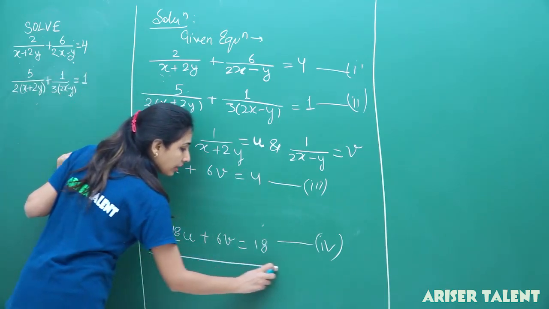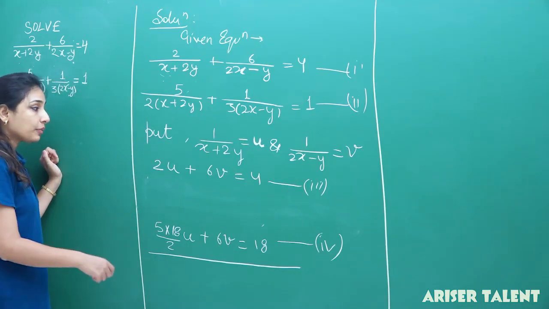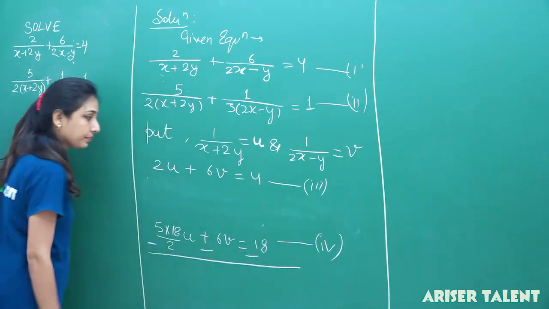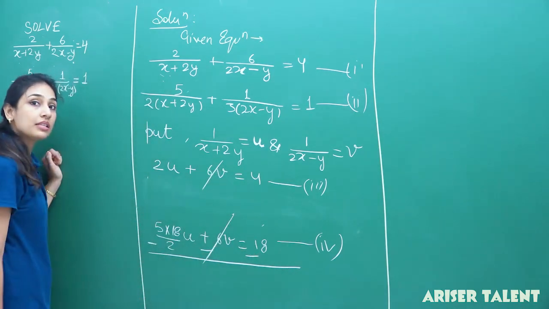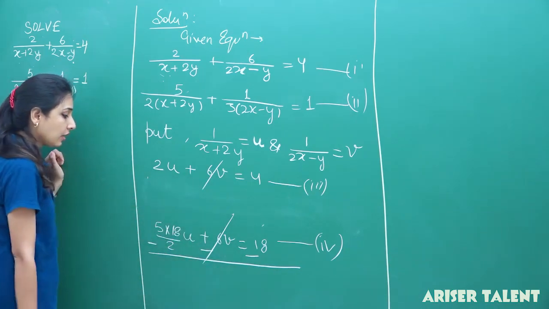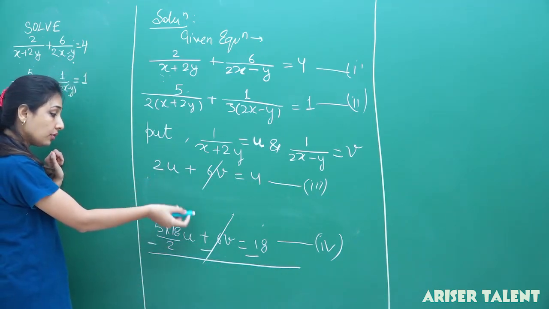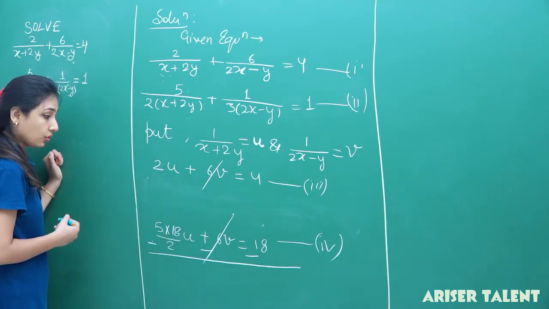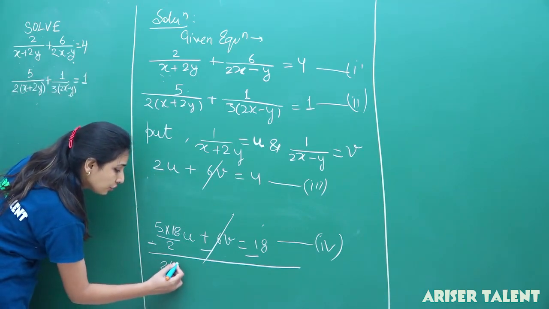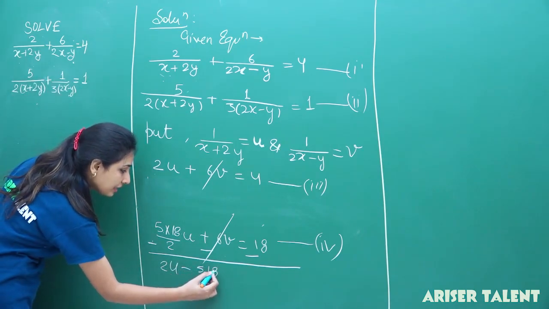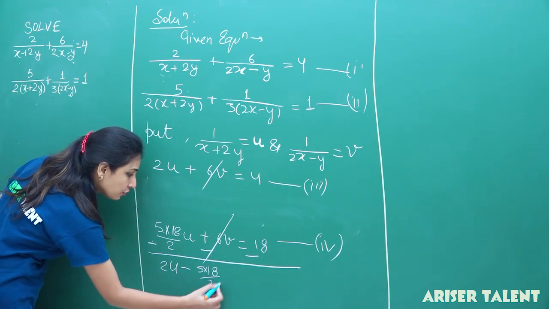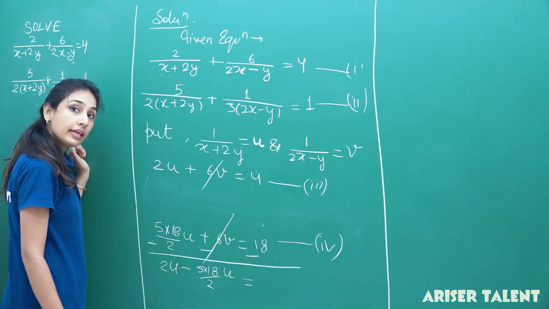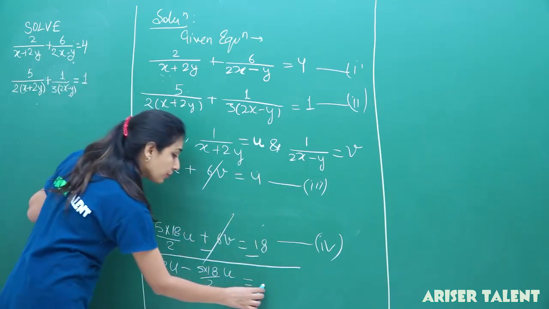Now what will we do? Add or subtract? Same signs, so I'll subtract. Subtract, subtract, subtract. So this will cancel out, 6v minus 6v. Now 2u and minus of 5 multiplied by 18 by 2u. So can I write it here? 2u minus 5 multiplied by 18 by 2u equals 4 minus 18. 4 minus 18 is minus 14.